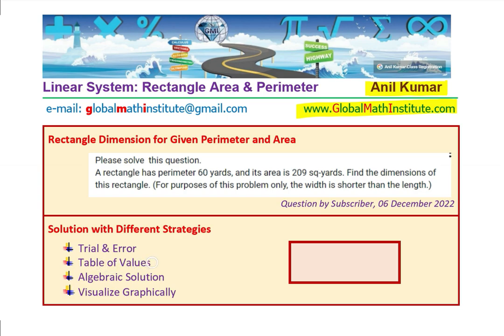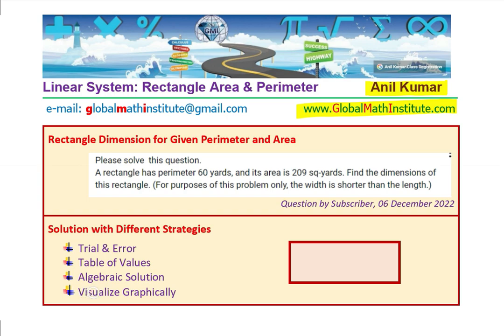Table of values, that is another option which is used by many students in middle school. In that case, they can just make a table to find an appropriate combination of perimeter and area. Then we have the algebraic solution, where this question might involve a quadratic equation. So grade 9 and 10 students will use this particular method, which is the algebraic solution.